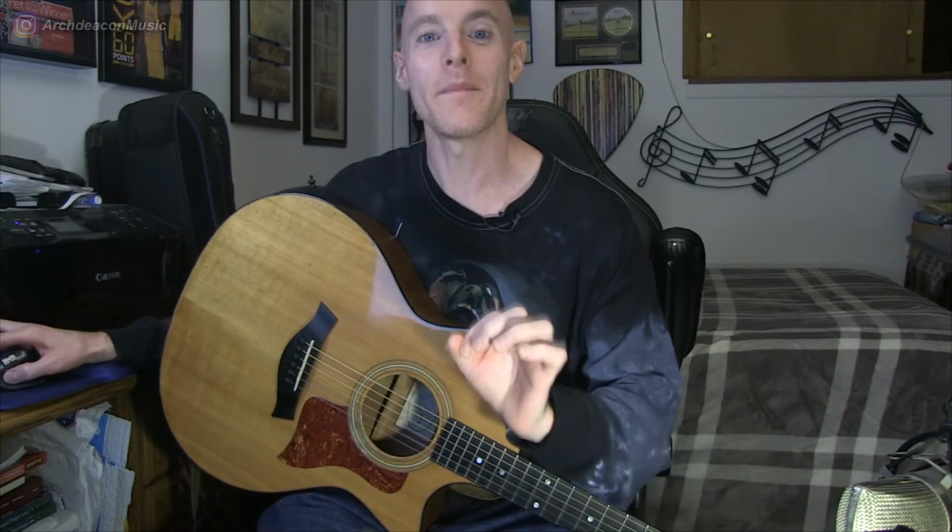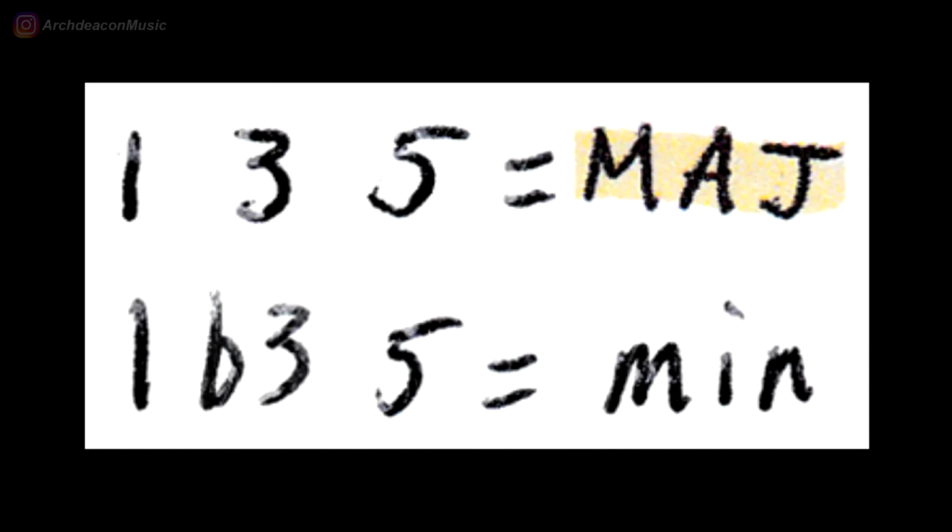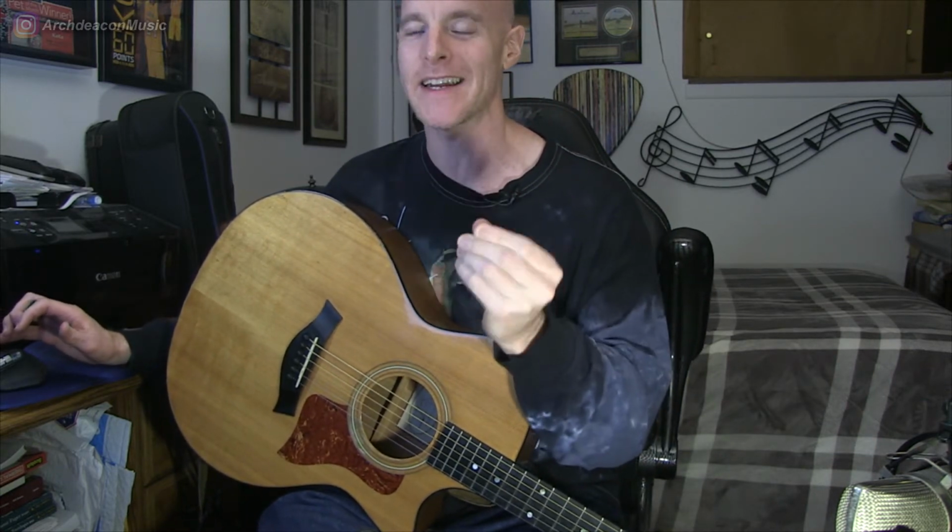So now, what makes up a chord? This is the basis of all music. The 1, the 3, and the 5 equals a major chord. Now, what does that mean? Why do we use numbers? Because it's the same formula for whatever key that you're in. It's really kind of simple, but it's how you explain it again.